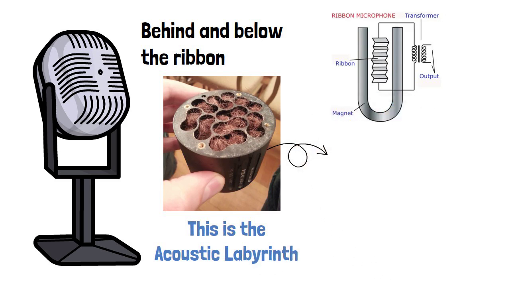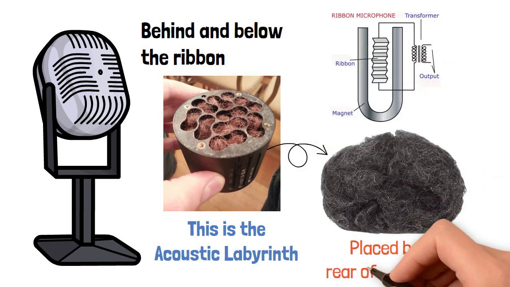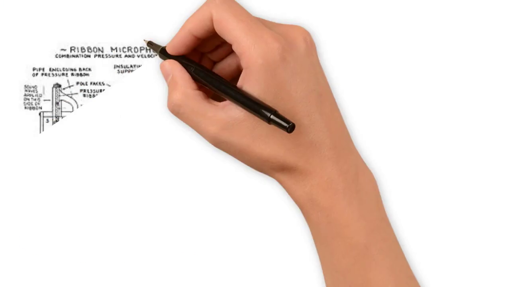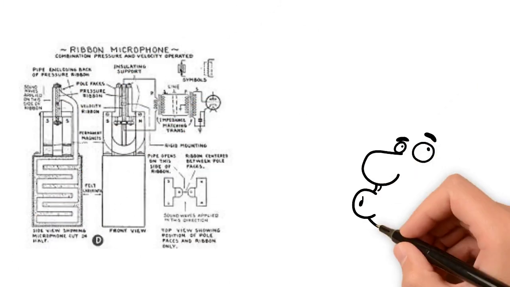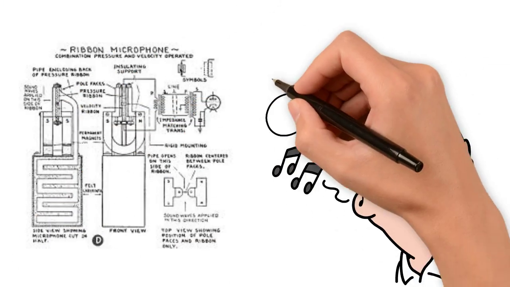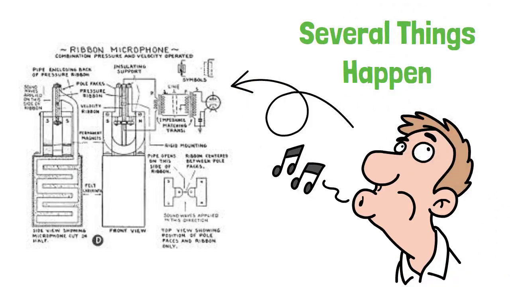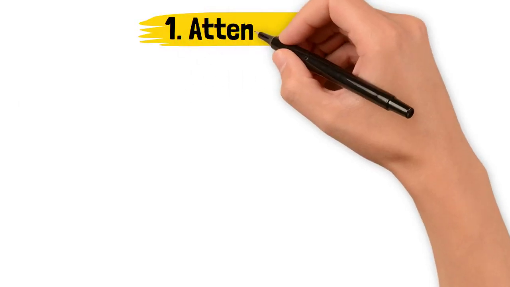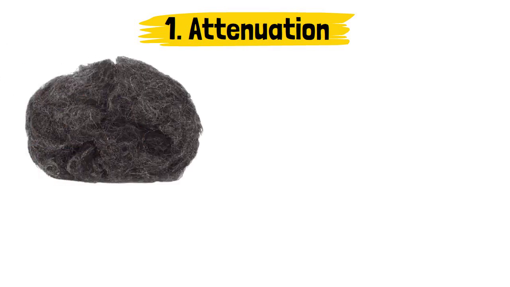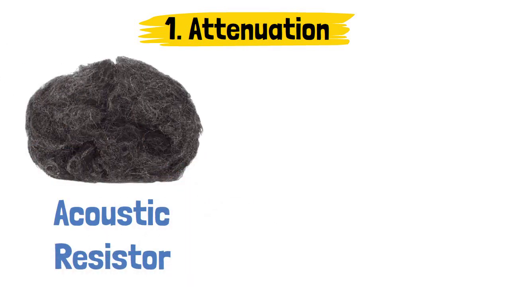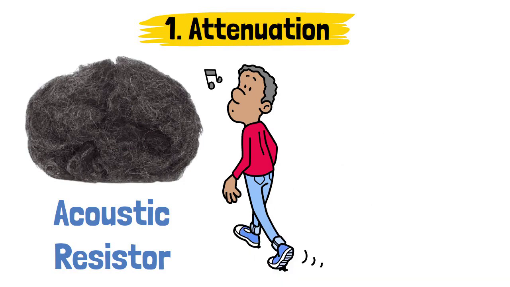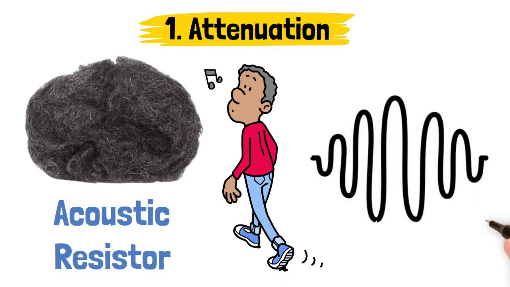It's essentially a tube filled with horsehair placed behind the rear of the ribbon motor. One end of the tube is closed. When sound enters this tube through the shutter-controlled rear slot, several things happen. 1. Attenuation. The horsehair acts as an acoustic resistor, absorbing and scattering some of the sound energy, especially higher frequencies.